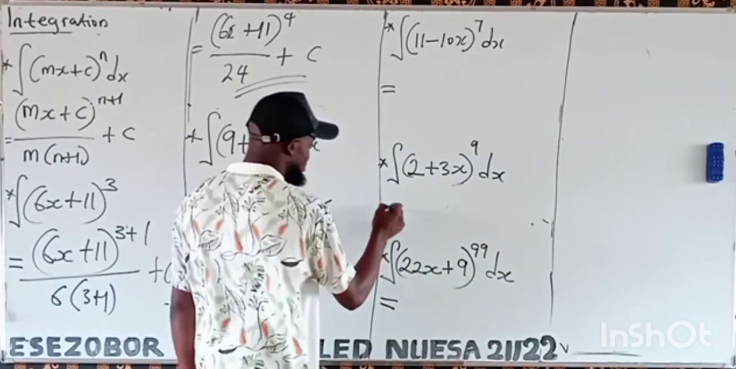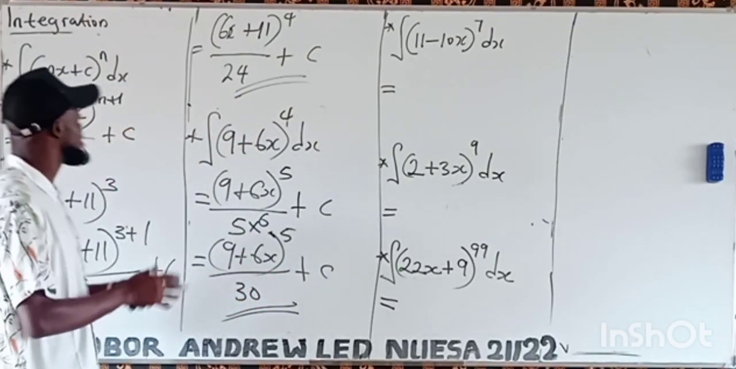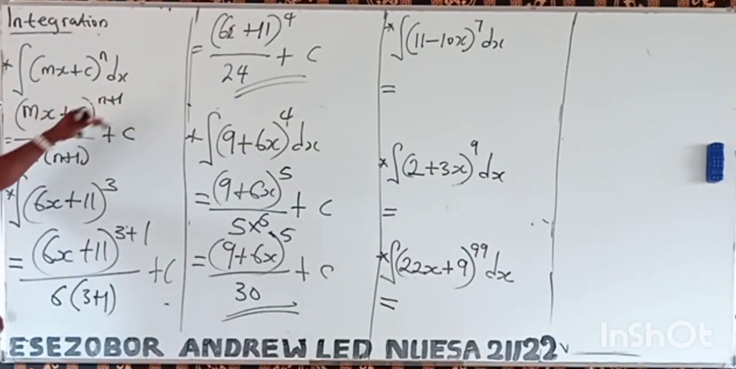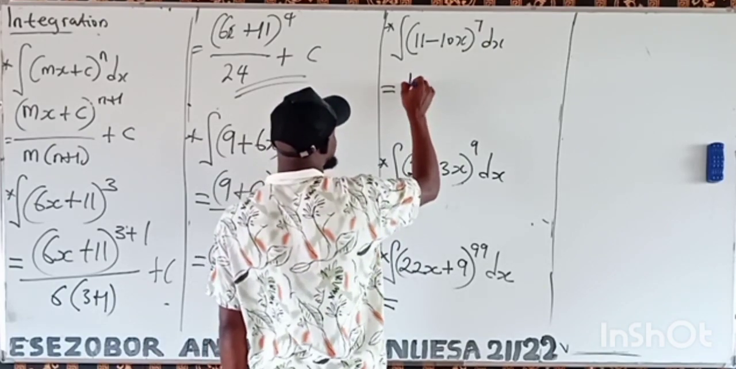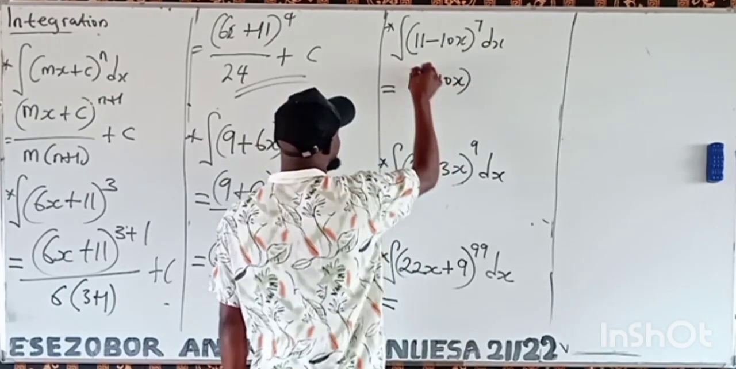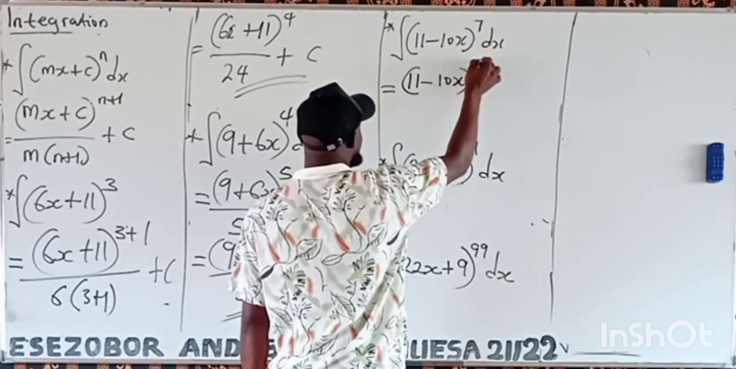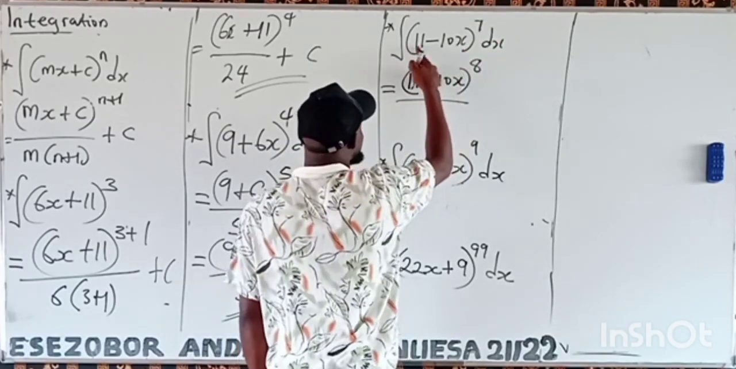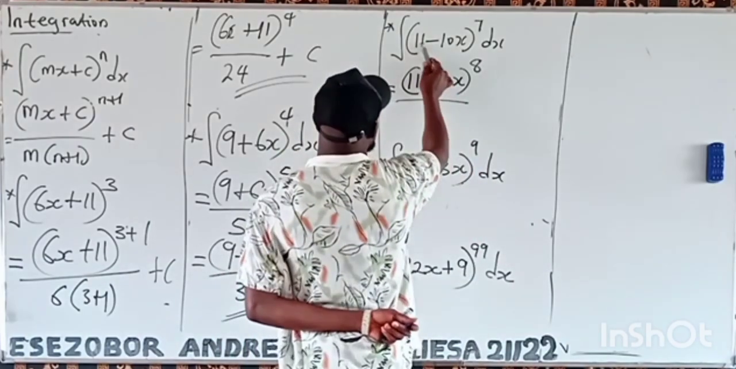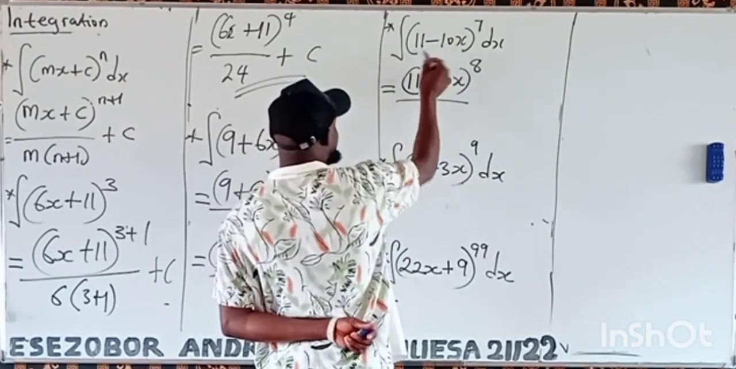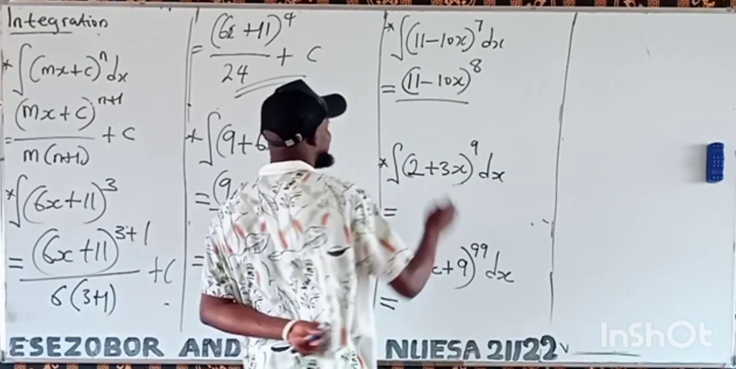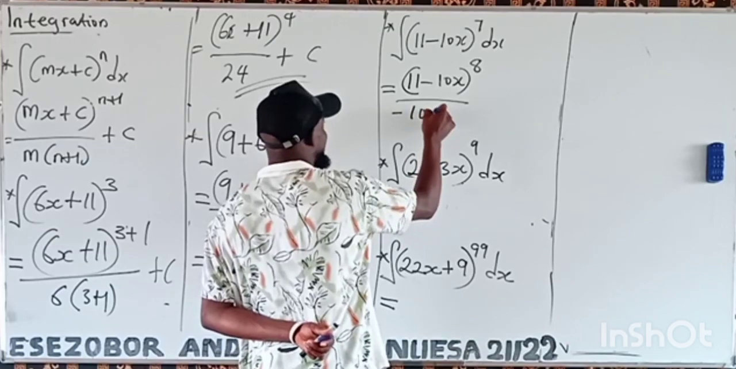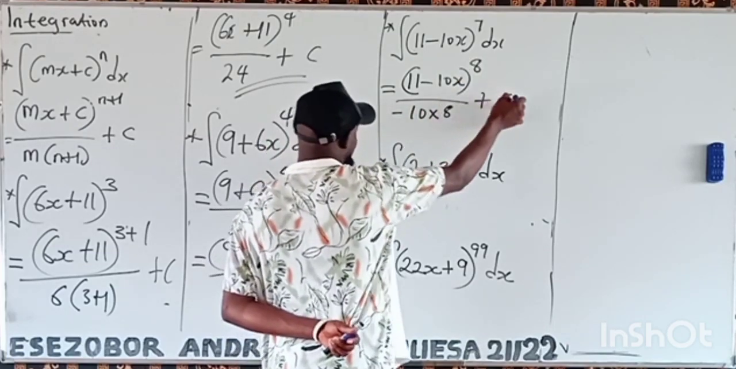You can try them on your own now. Just remember this rule: add one to the power, divided by the new power times the coefficient of x, plus c. Now, what is the power of it? Add 1 to that 7, and I'm going to have (11 minus 10x) raised to power 8, times that 8, times the coefficient of x. Which one is the coefficient of x? Is it 11 or 10 or minus 10? The coefficient of x is minus 10, times this new power, plus c.